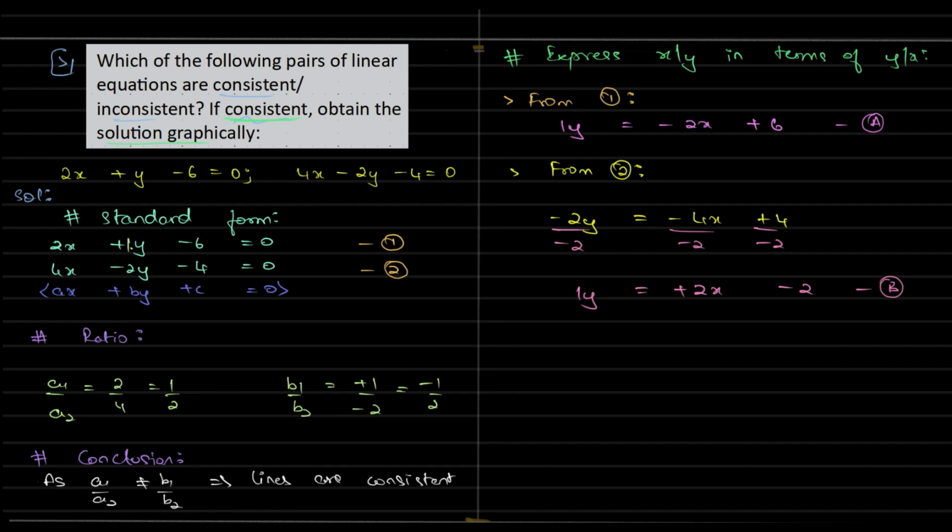Now we have obtained all these values and expressions. What is the next step? We need to find the ordered pair.